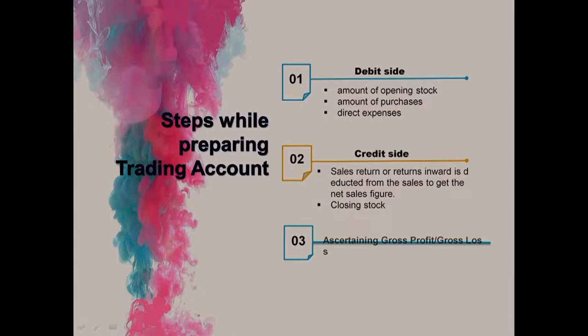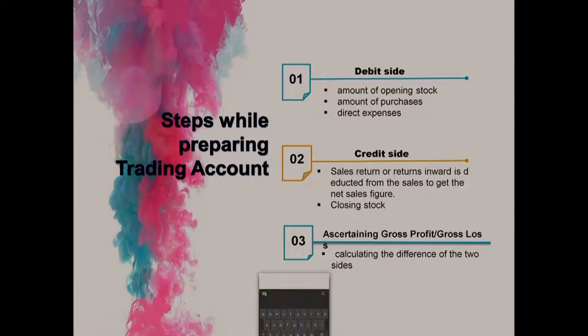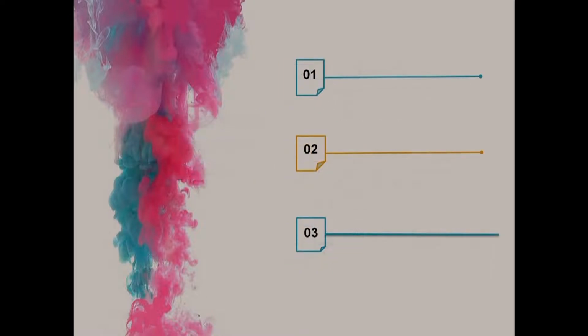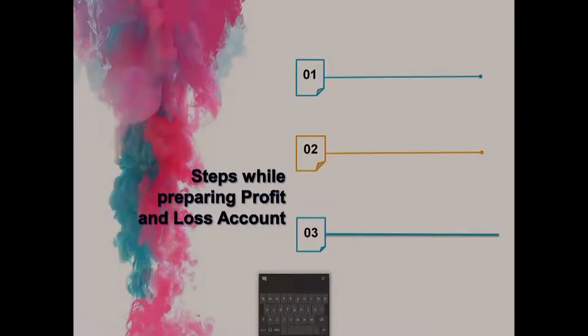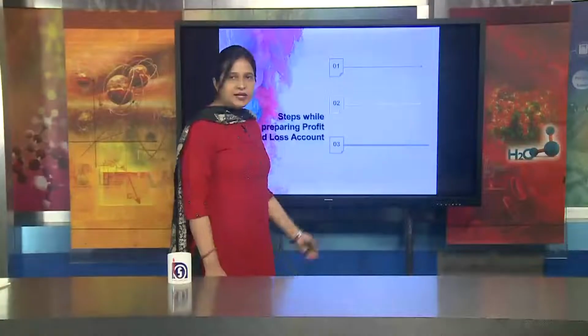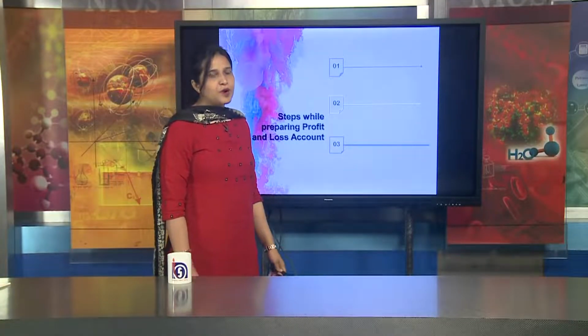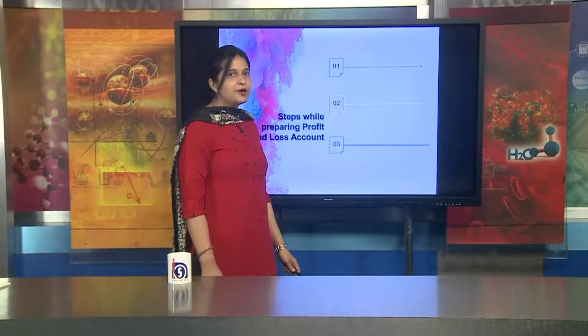Then what is the third step? First are the entries you make on the debit side, next are the entries you make on the credit side, and then the third step is finding out whether it is gross profit or gross loss. So what do we do for that? You calculate the difference between the two sides. Okay, and then after you calculate the difference, the bigger side is seen, and accordingly the balancing figure, if it is on the debit side it will be gross profit, and if it is on the credit side it will be gross loss.